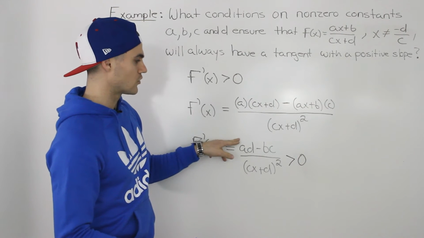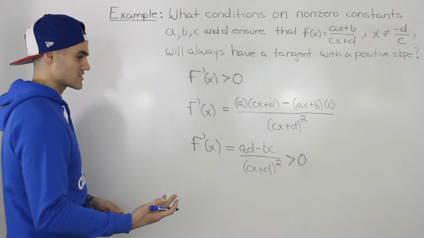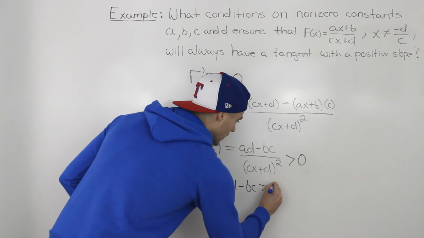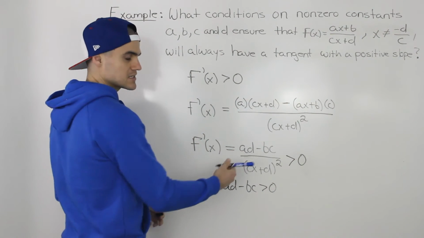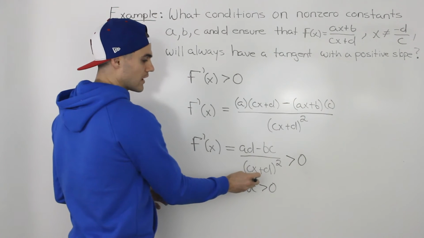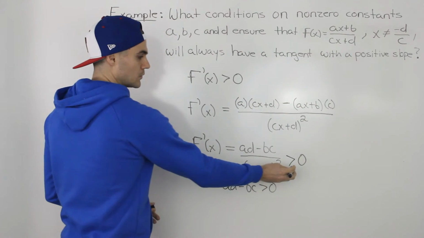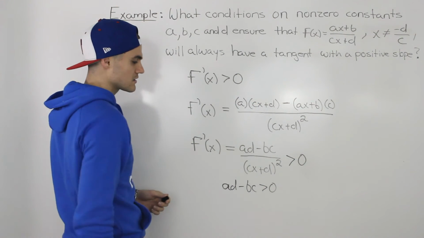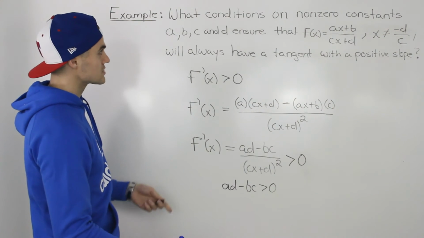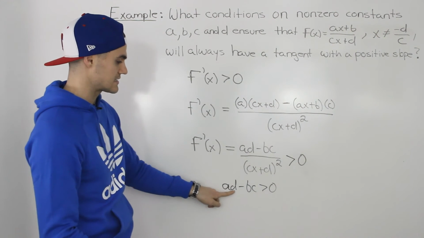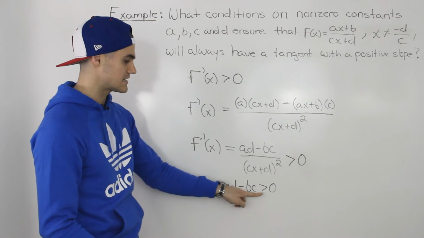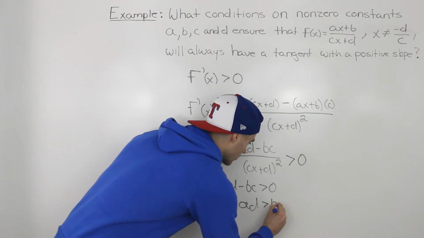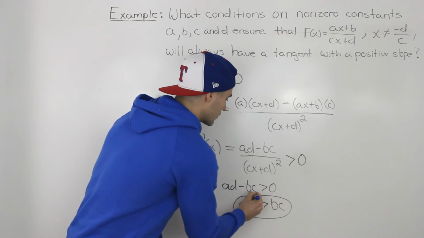However, the numerator has to be positive as well. That means ad minus bc has to be greater than 0, because if ad minus bc is greater than 0, then a positive number divided by a positive number gives us a positive number, which ensures that we have a tangent that always has a positive slope. So the final answer, the condition on the non-zero constants, is that a times d minus bc has to be greater than 0. Or if we rearrange it, ad has to always be greater than bc. That is another final answer that we can have.